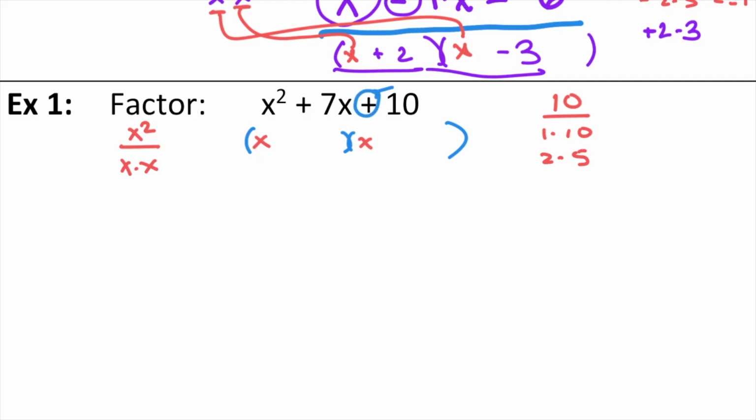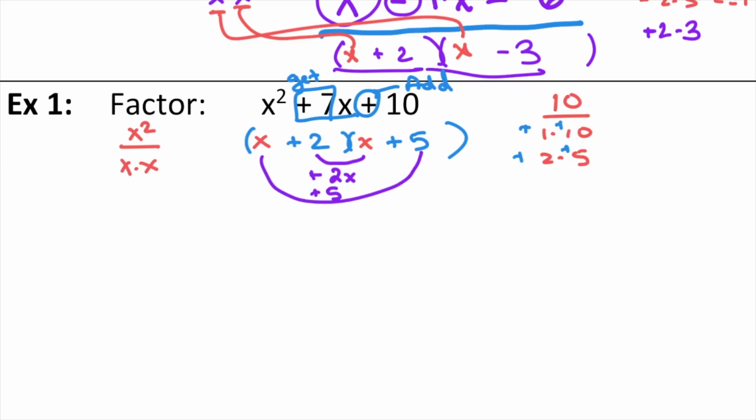Here, I must add. That's what that plus sign says, add. And what do I want to get? I want to get a 7. So I add to get a positive 7. All right, 1 and 10 do not work. Positive 2, positive 5, that will work. So we have x plus 2, x plus 5. Now to check your answer. We only want to check those middle terms. Is positive 2 times x plus positive 5 times x going to equal that 7 that I wanted in the middle? Yes. So my final answer are the factors x plus 2 and x plus 5.